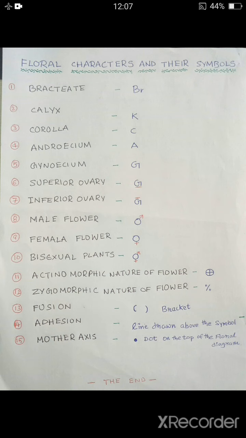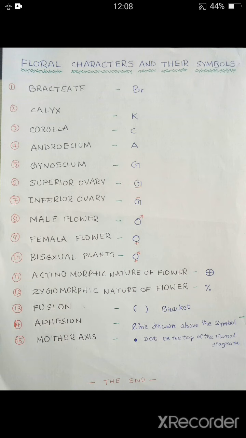Next, inferior ovary. It means the seventh one. Capital G, the bar should be above the G, because in the inferior ovary, the gynoecium is present below the rest of the floral parts. The rest of the floral parts like calyx, corolla and androecium, stamens, are present above the ovary. Above the ovary. So this is indicating which phenomenon? It is nothing but inferior ovary.